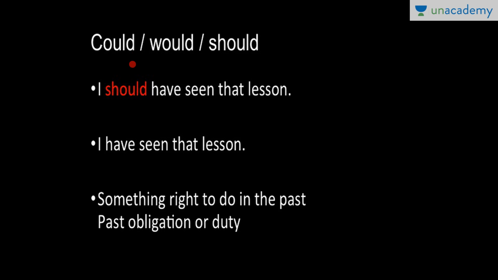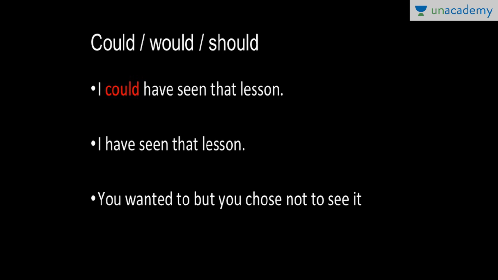So if you remove the should in the sentence, and it becomes, I have seen that lesson. Matlab, you could have seen the lesson, but you did not. So should basically is used when you could have done something in the past, but you did not do it. Instead of should, if we come to could, I could have seen that lesson. So here it means that you wanted to see the lesson, but you chose not to see it. So this was your own choice. You wanted to see the lesson, but you could not.